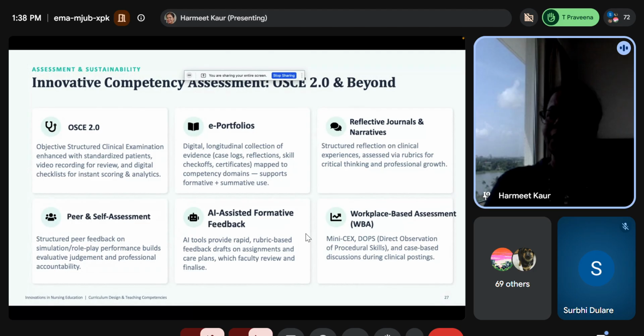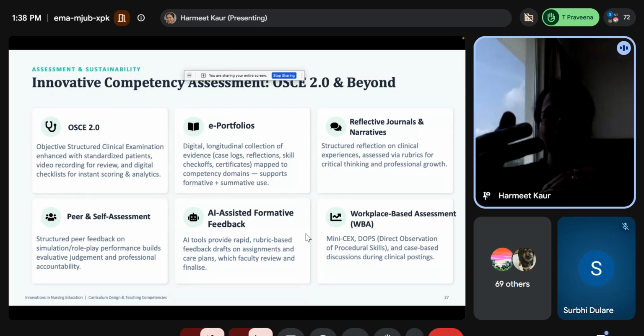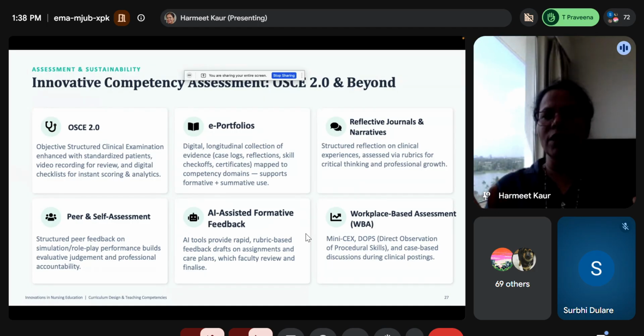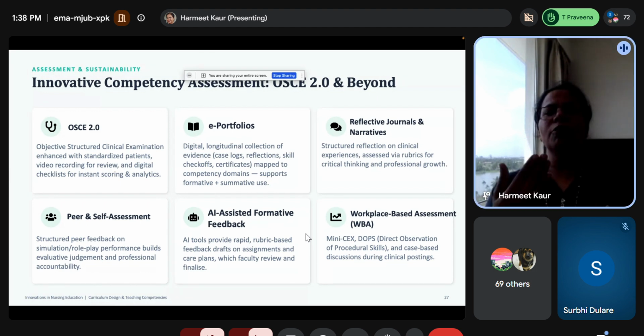Then innovative competency assessment, where OSCE you already know. For OSCE also, you can use AI. Like in AI, I have shown you how to prepare the case scenario. For OSCE, for different stations, you have to write that I want these stations. It will give you the complete document on objective structured examination by using the AI.